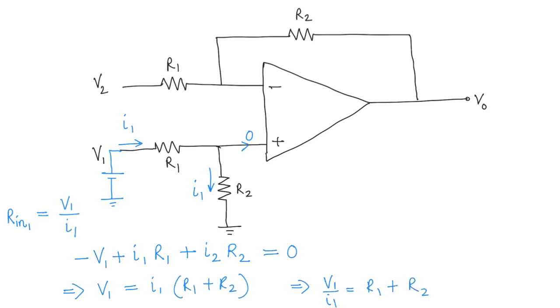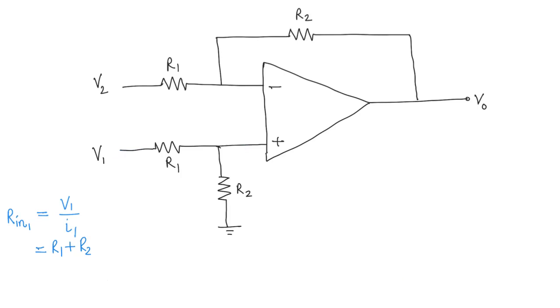You could have simply seen this by seeing that the same current flows through both these resistors. So these two resistors are in series, and the combination that V1 sees is R1 plus R2. That's the input resistance. So R in 1 equals R1 plus R2. Let me just clean up this board a little bit.